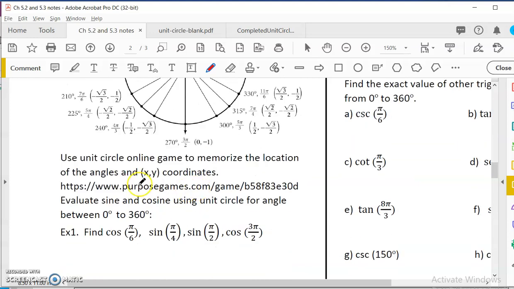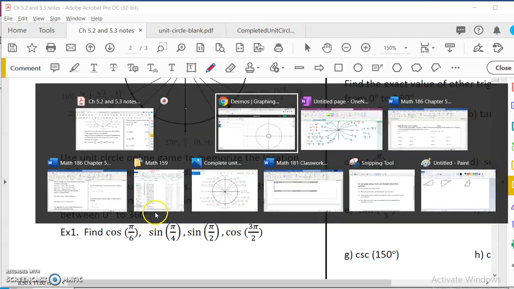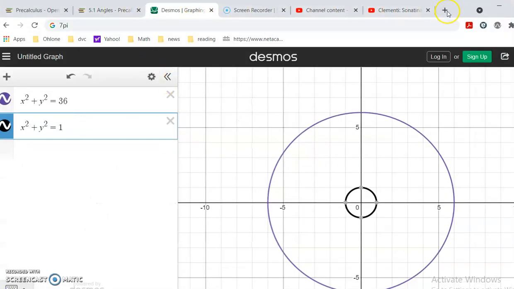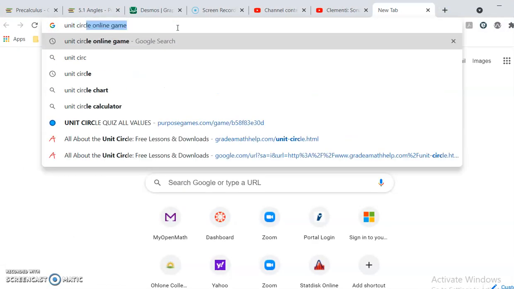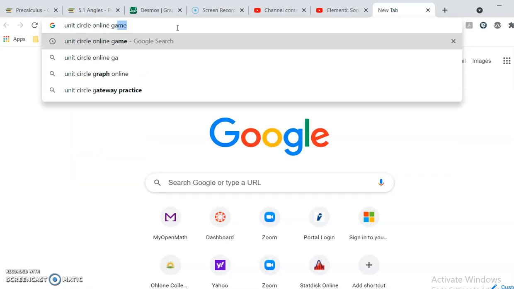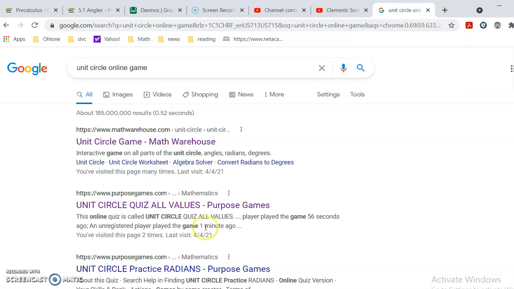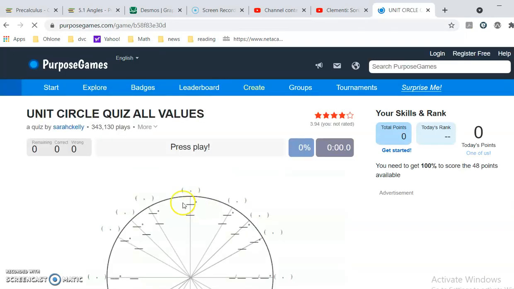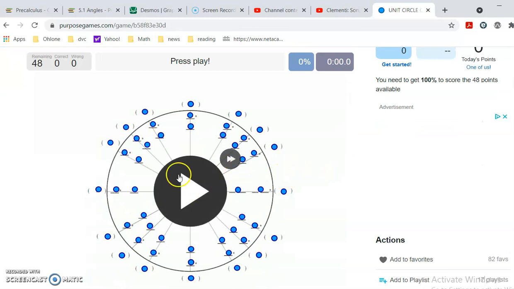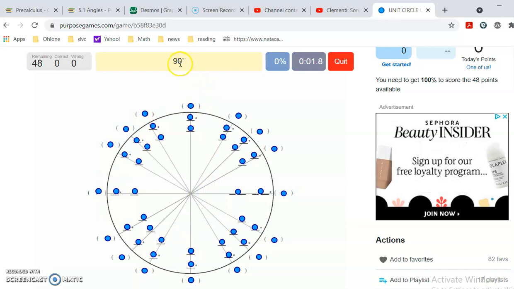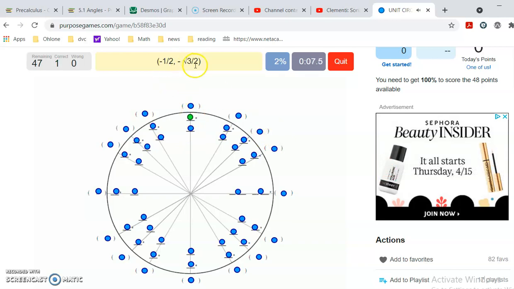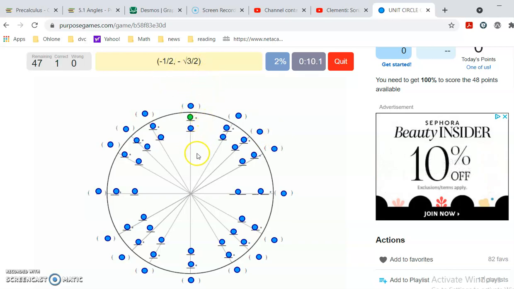If you want, there is a unit circle game that you can play online. Let me see if I can open the unit circle online game. I'm sure there's something like that you can play on your phone also. Oh, yeah, this game. I don't know if it's available on the phone. So they would have all this blank, and you press play, and they would call out a number like 90 degrees. Where is it? Okay, I know it is. I click on it. Okay, negative 1/2 and negative root 3 over 2. Where should it be?